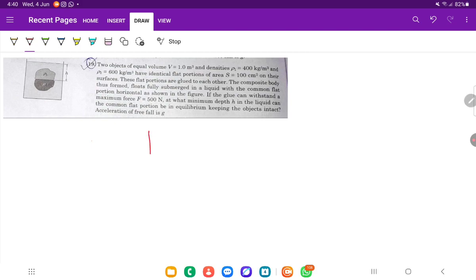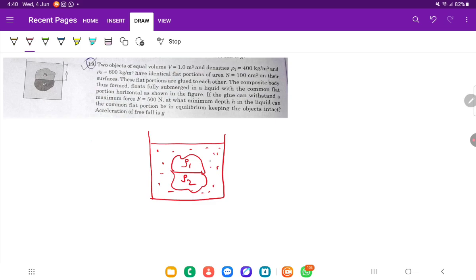So let me just draw the diagram once again here. Let's say this is the liquid surface, and say this is the composite body. One is of density rho 1 and another one is of density rho 2, and the liquid is having density rho. Let's say both these have volume V and V.